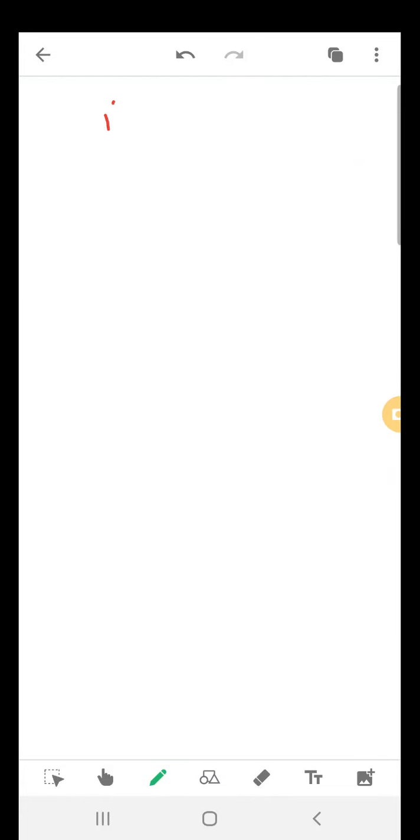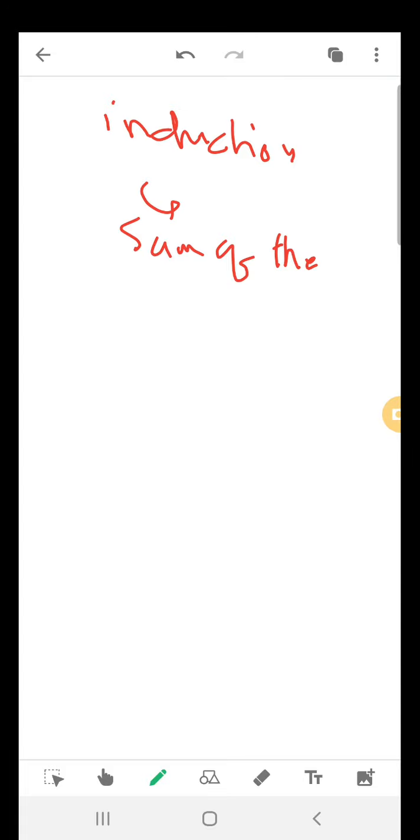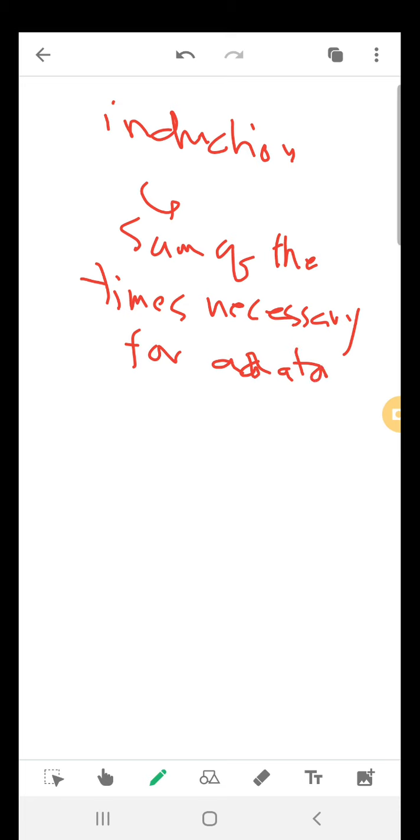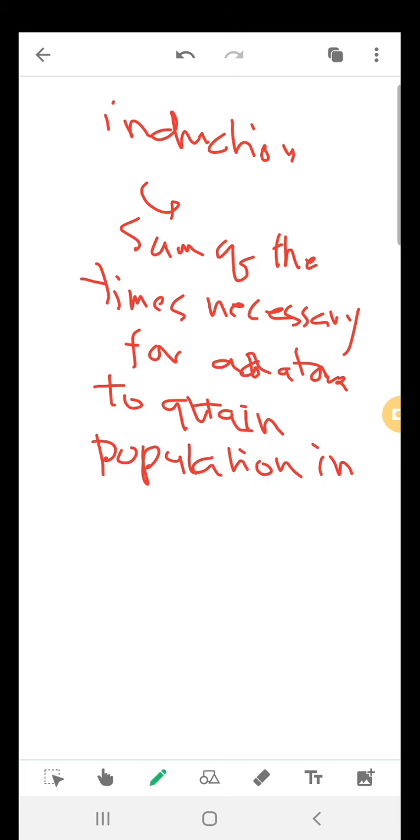So let's write it and understand. Induction period is basically the sum of the times necessary for atoms to attain population in kinetic equilibrium.